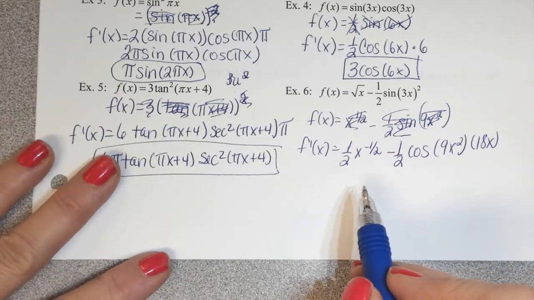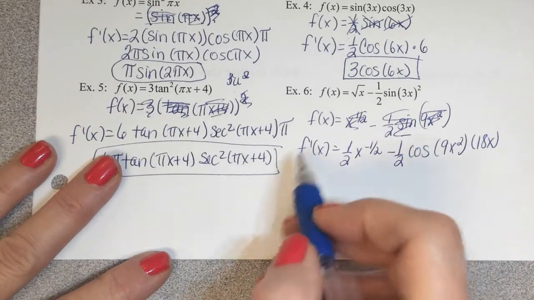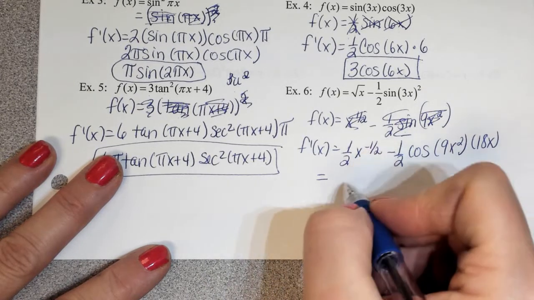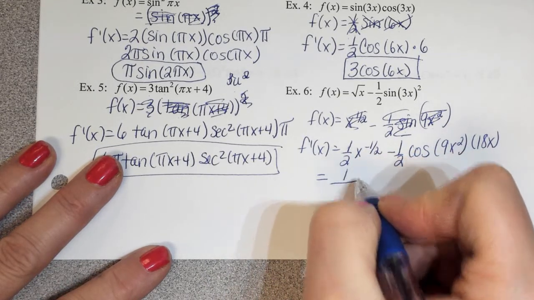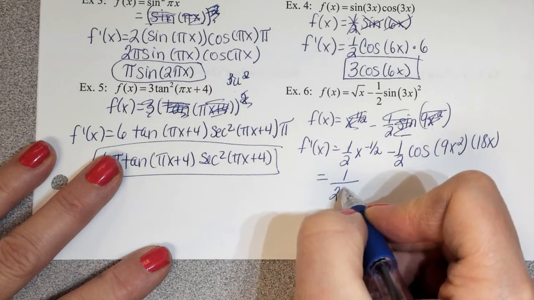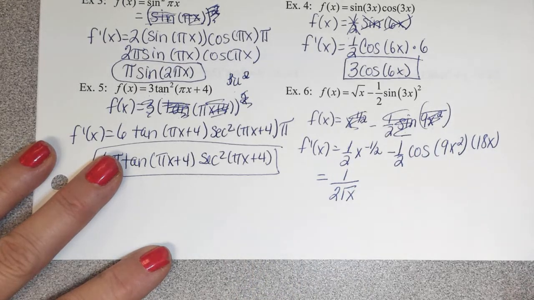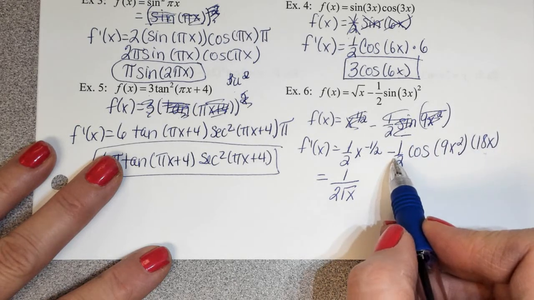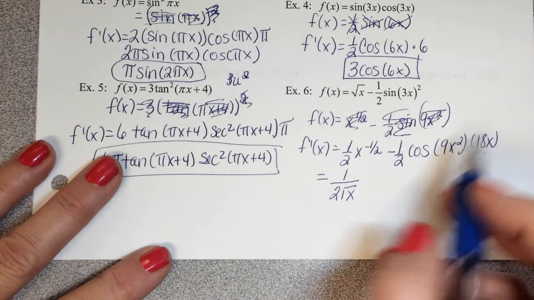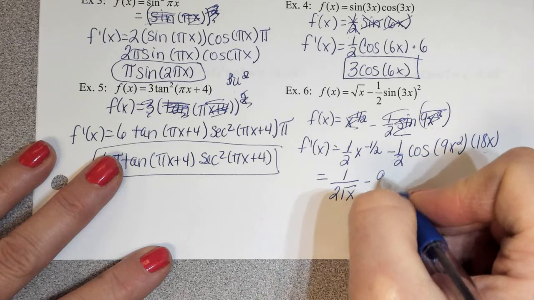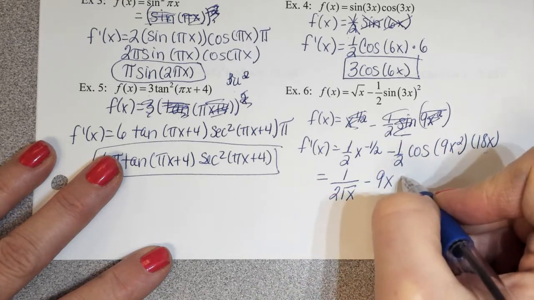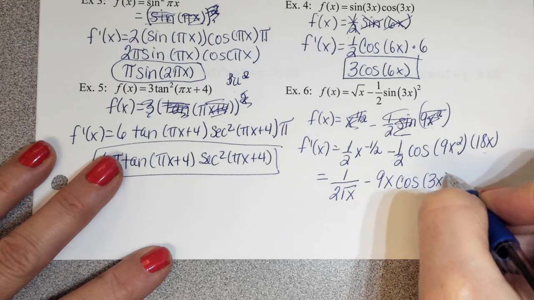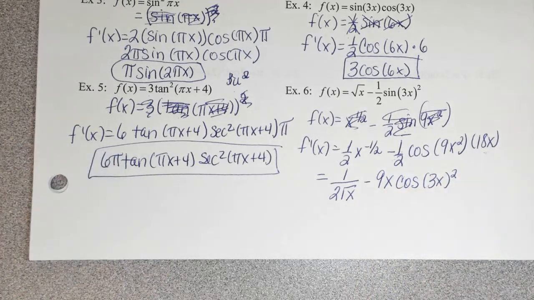So now I'm finished. I'm going to go back and rewrite this. I have x to the negative 1/2. That's going to be 1 over 2 radical x. This gets multiplied by out in the front, so half of 18x. That's going to give us 9x. Cosine of this.